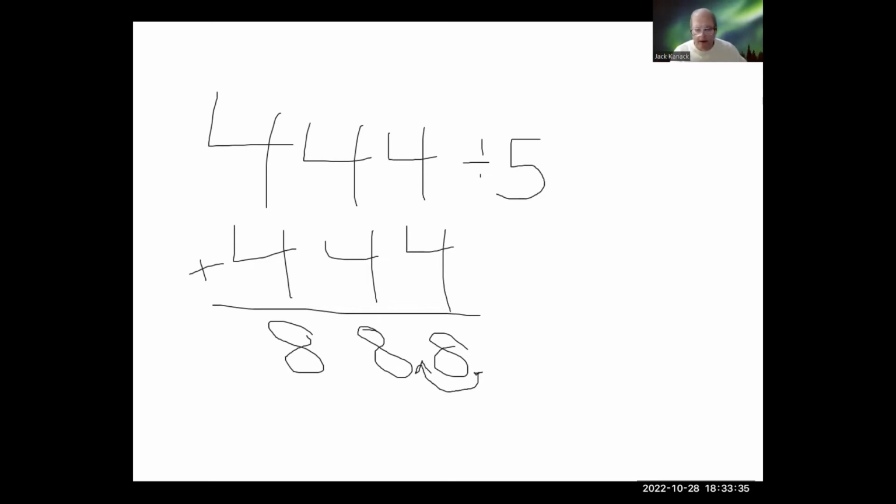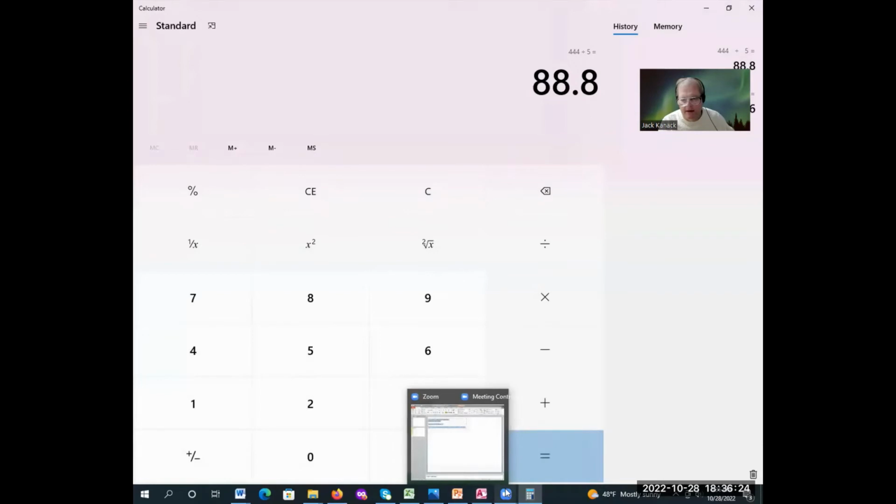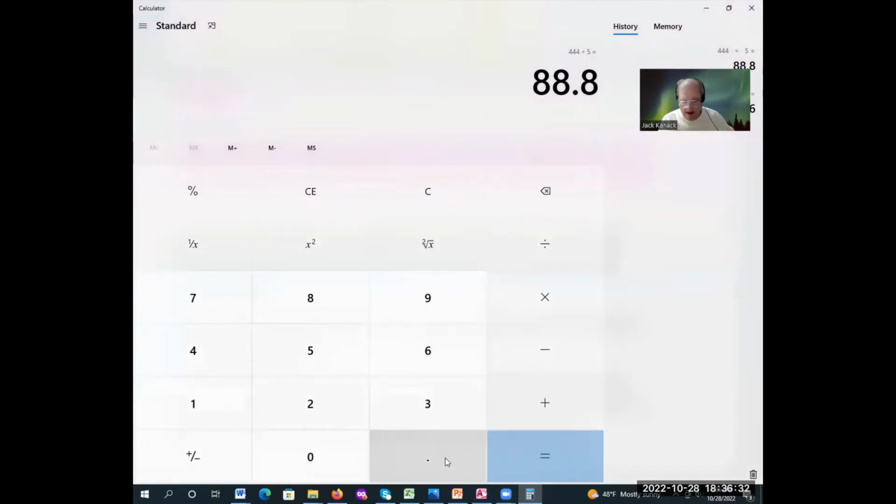88.8. Your computer here has a calculator, and let's see what it does with the calculation. 444 divided by 5 equals 88.8. So that 88.8 is the same as the other number we just did on the whiteboard, which was 88.8. So let's move on.